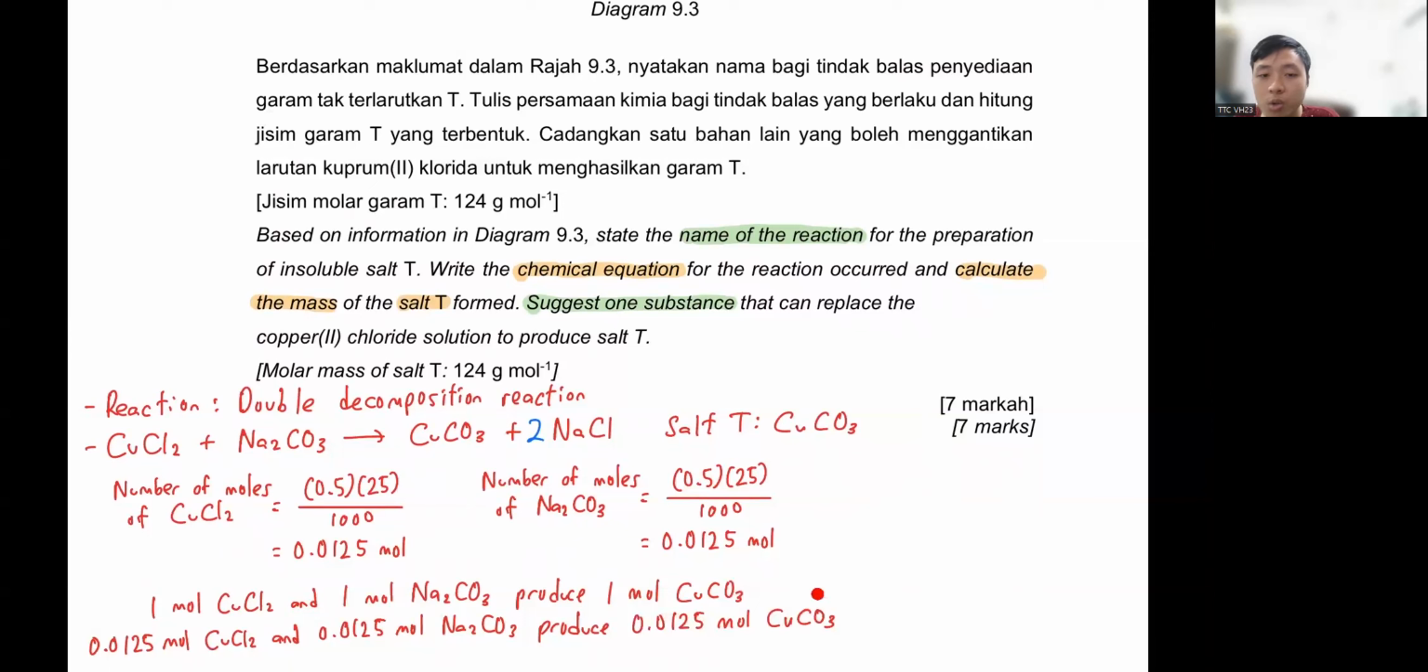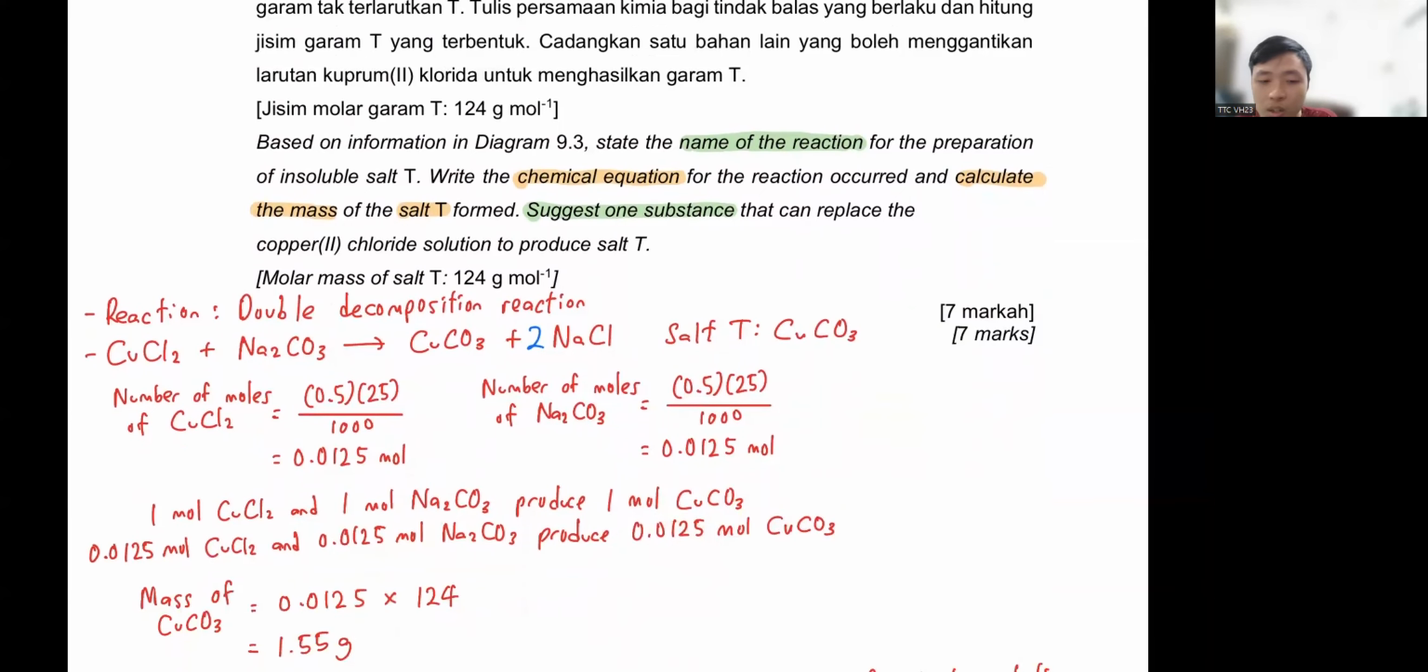The key is they want to find salt T. What is the mass of salt T? Salt T is copper(II) carbonate. Here is the key. You got the number of moles, so you can find the mass, because number of moles is mass over molar mass. The molar mass given is 124. You just use 124 times this, then you get the answer.